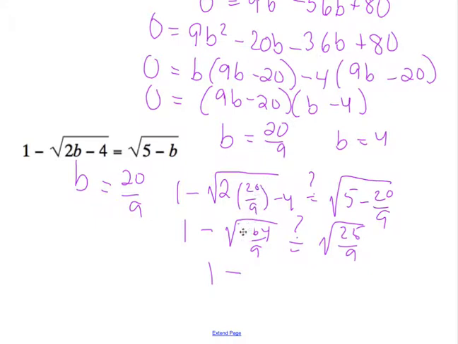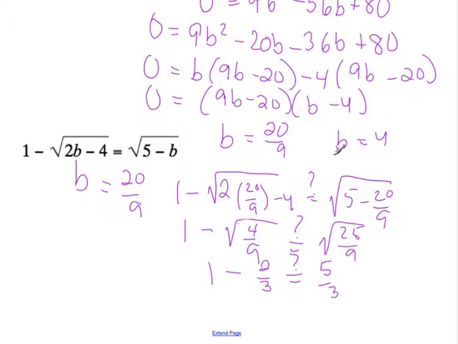Is it not 364 over 9? That is actually 4/9. Let me just double check my work. 40 divided by 9 minus 4. Yeah, something happened with my calculator. That's 4/9. So the question is: is 1 minus 2/3 equal to 5 over 3? And it absolutely is not.